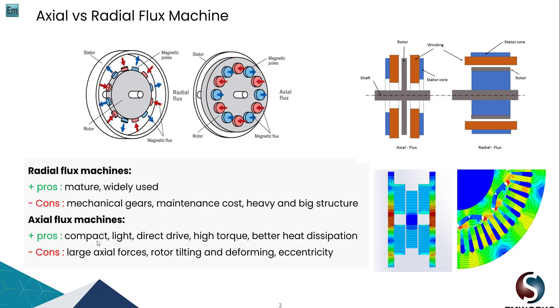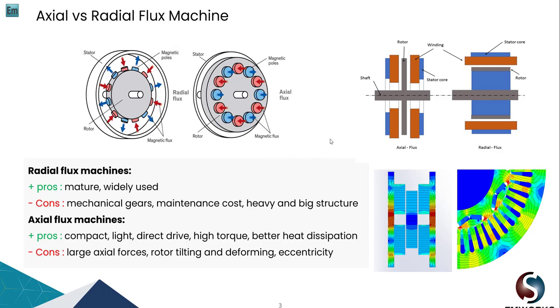As we can see here, they tend to be compact, lighter, applicable to direct drives. They relatively produce higher torque and better heat dissipation. They also have some drawbacks, namely the large axial forces. So if you have the stator and the rotor in the axial machine, depending on whether it's inner stator or outer stator, they tend to have a large undesired axial force, which can cause the rotor to tilt and the deformation of the rotor. And that is undesirable, a drawback of the axial flux machines.